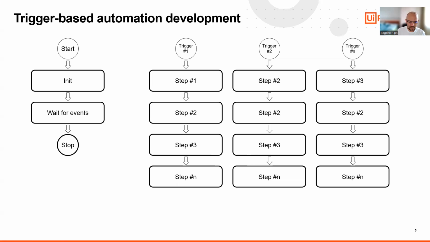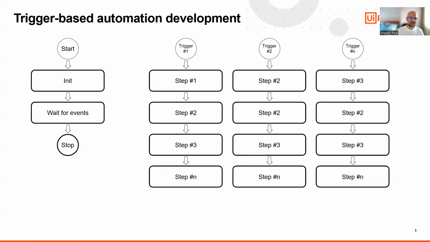Such events can be when the user clicks a certain button, or when an application is opened, or when something is being typed in a specific text field. This is how this type of automation might be built. And this is the overall structure of the trigger-based automation development that we're looking at implementing. You would start by first initializing whatever you have to initialize on the attended user's computer, and then just wait for events.